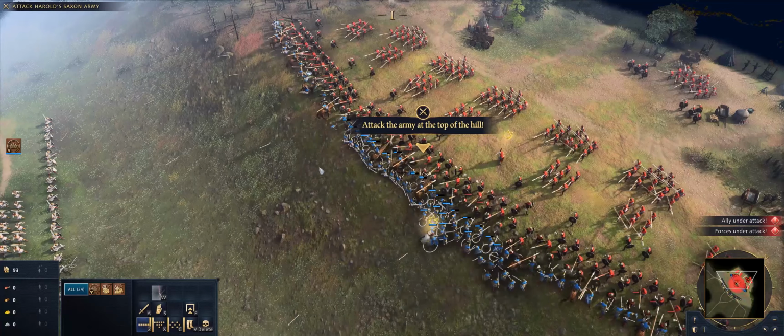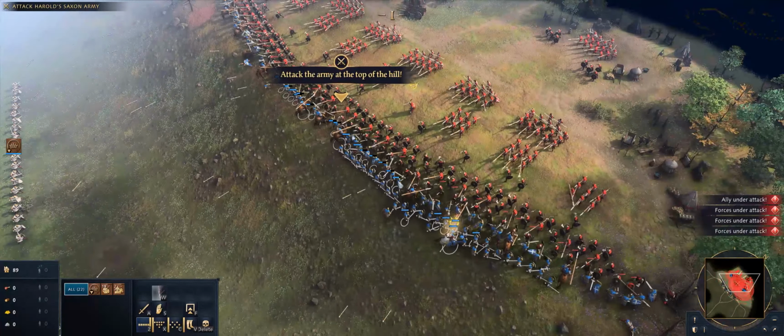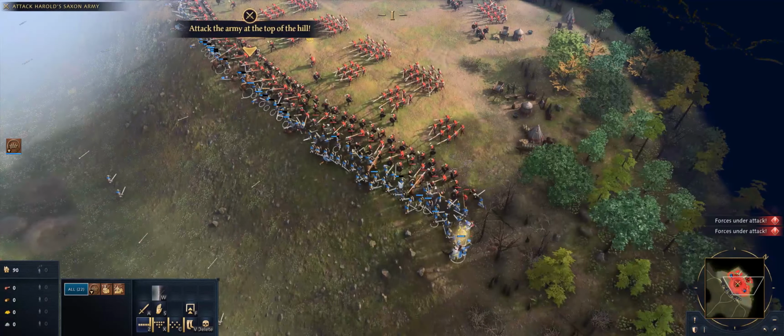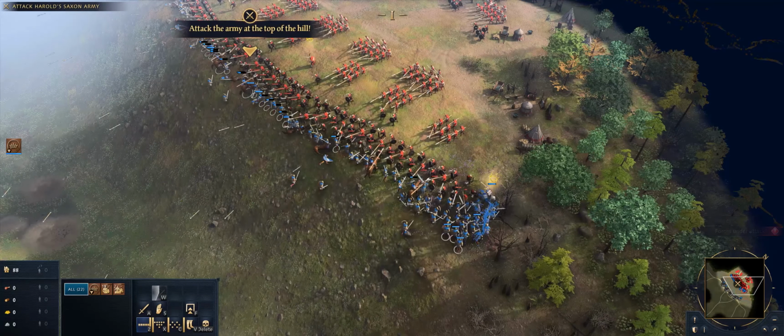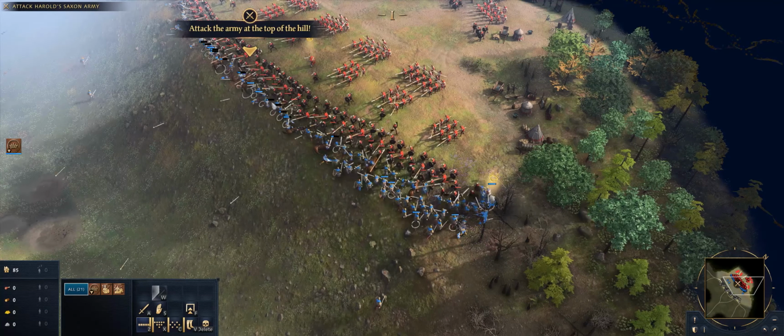Though William's army fought fiercely against the shield wall, it would not yield. As one man fell, another took his place. Overlapping shields in tight formation made for a near impenetrable barrier. Realizing his army could not break the shield wall, William called for a retreat.